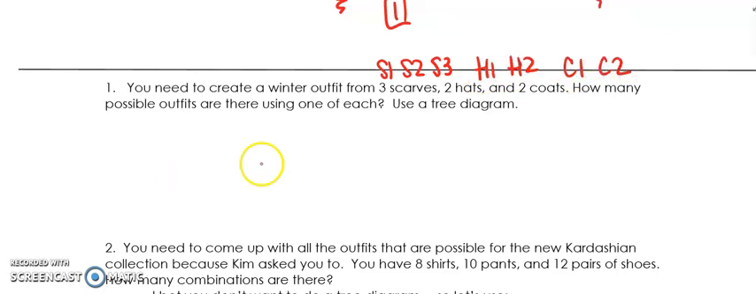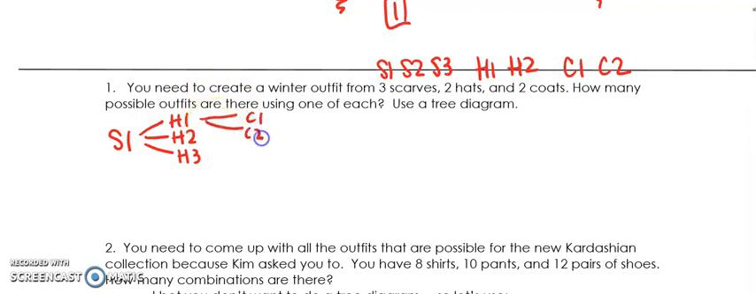And I'm going to kind of do my tree diagram to the right. So you could start with scarf 1. And then you could pair it with hat 1 or hat 2. But then, couldn't scarf 1, hat 1 go with coat 1 or coat 2? And the same for scarf 1 with hat 2. It could go with coat 1 or coat 2.